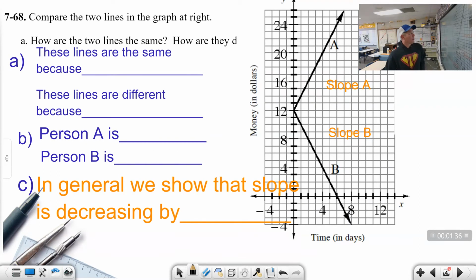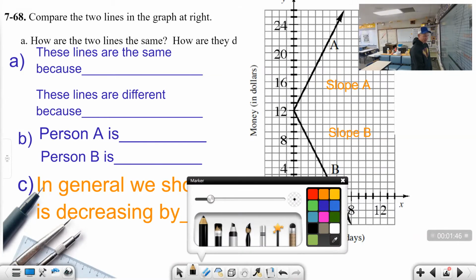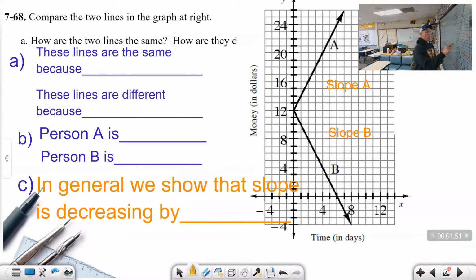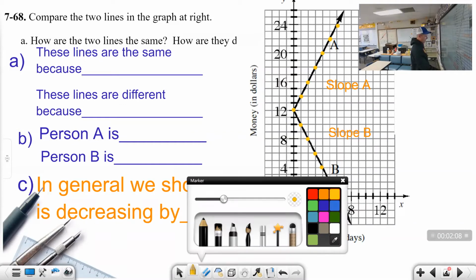All right, next problem. So 7.6.8, we have this graph off to the right-hand side, and the first thing that I want you to do is start by placing lattice points on the grid. Remember, lattice points are where the graph crosses the grid paper. Okay, go ahead and put those dots on your page right now. Okay, and as we go through this, you'll notice the slope of line A and the slope of line B.